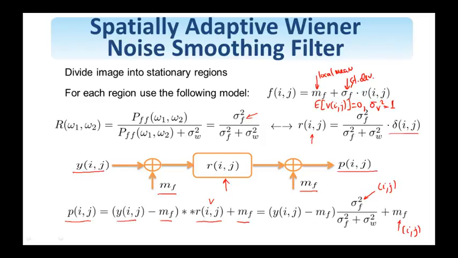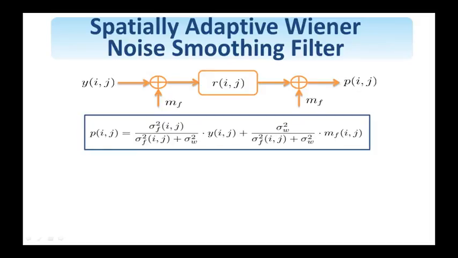in the next slide. So based on the analysis and the result we obtained in the previous slide, if each region the image was divided into is shrunk down to a single pixel, then the local variance of the image becomes a function of ij, and so does the local mean. After rearranging terms, we find that the output of the noise smoothing filter at location ij is a convex combination of the input at the same location and the local mean of the image. So this is the expression of the spatially adaptive Wiener noise smoothing filter. It's a different filter in essence that is applied to each and every pixel in the image.